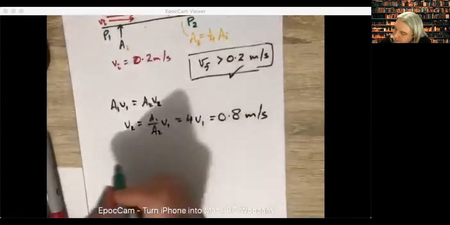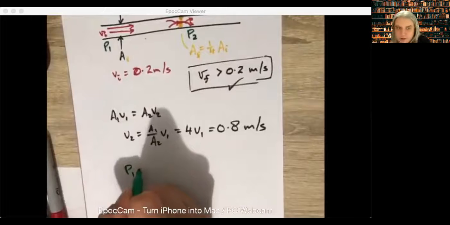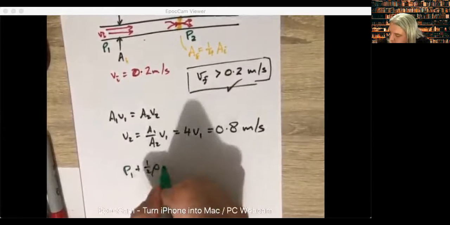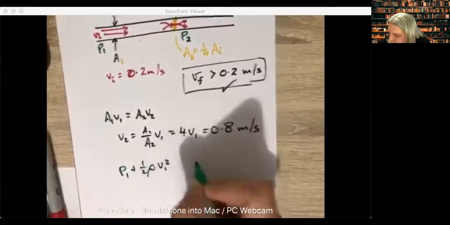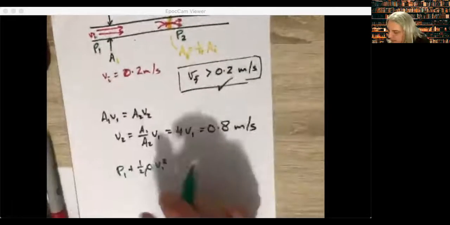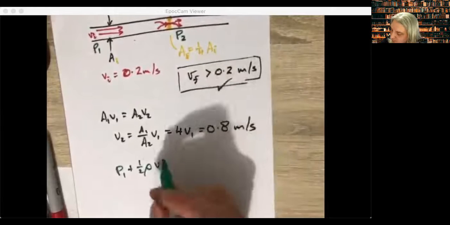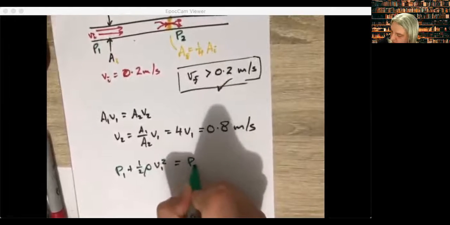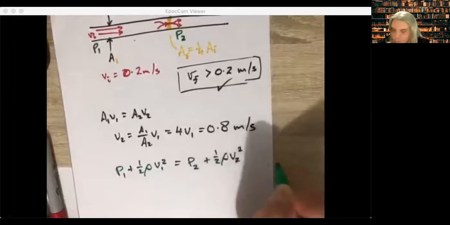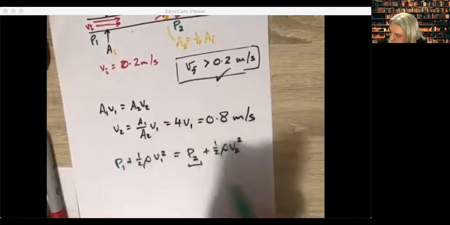All right. So if we think, here's our first point, we have pressure 1 plus half rho times V1 squared. Everything's at the same height. We're going to assume same height since we haven't been told anything about that. So we're going to have none of our rho g y terms. It has to be equal to pressure 2 plus a half rho V2 squared. So we're looking for pressure 2 compared to pressure 1.